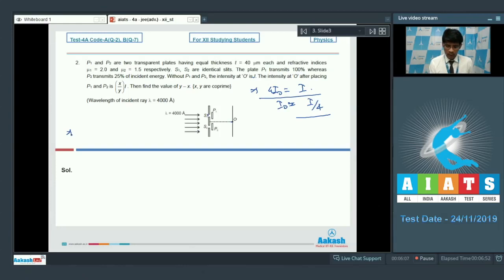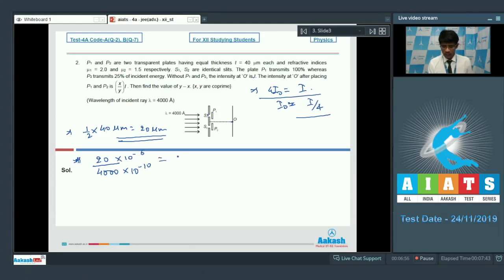So looking into the path now, I need to find out what is the actual path difference of the interfering waves at point O. I would simply say the path difference is t times (mu1 minus mu2), where t is 40 micrometer, refractive index is 2.0 and 1.5. So I would say it is 1 by 2 into 40 micrometer, or actually 20 micrometer. This is the path difference of the interfering waves. Further, I'll be calculating how much this path difference is as a multiple of the wavelength. So it is 20 divided by 4000 angstrom, that means 4000 times 10 to the power minus 10, which is 10 to the power minus 6.